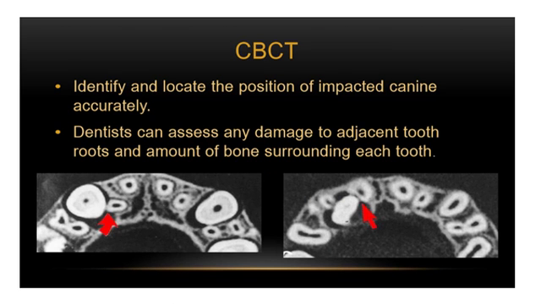CBCT, the cone beam CT scanner, identifies and locates the position of the impacted canine accurately. Dentists can assess any damage to the adjacent tooth roots and the amount of bone surrounding each tooth. Here we see the canine crown causing root resorption of the central incisor and also the lateral incisor.